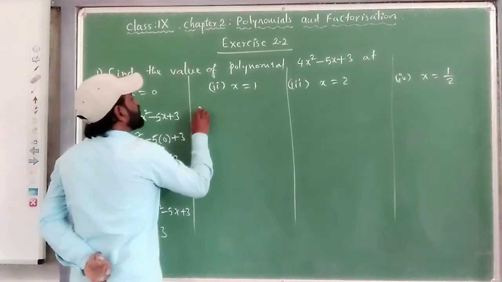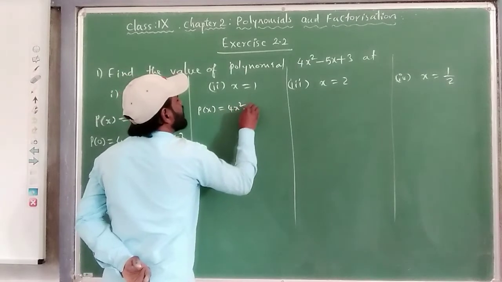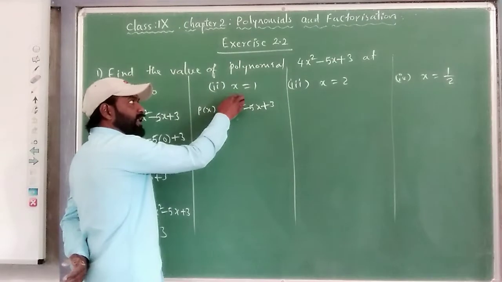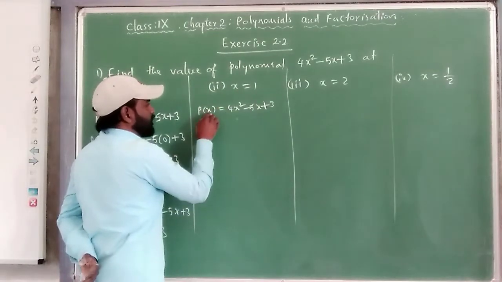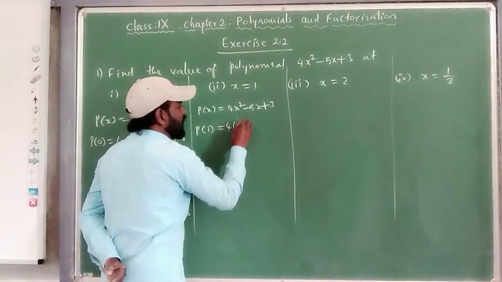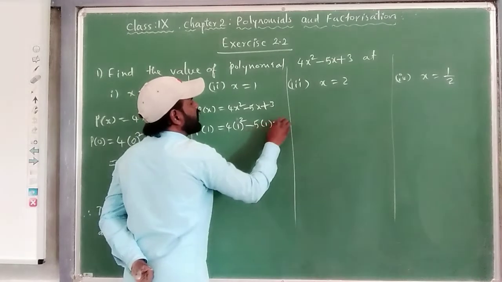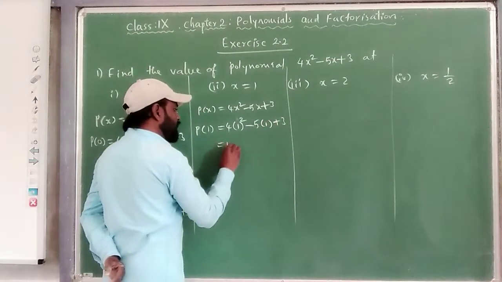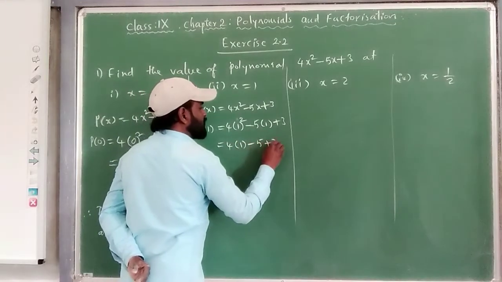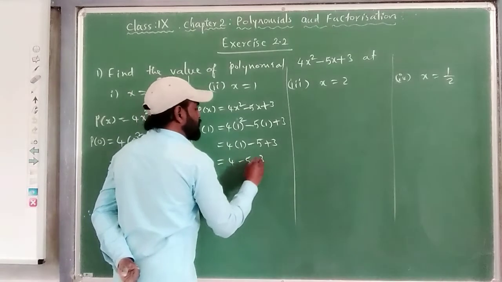Same, we have to do the remaining part. Again, the polynomial is p of x is equal to 4x square minus 5x plus 3. We have to find the value of this polynomial at x is equal to 1. P of 1: 4 as it is, in place of x, 1, so 1 square, minus 5 into 1, plus 3. So 4 into 1 square is 4, minus 5 into 1, plus 3.